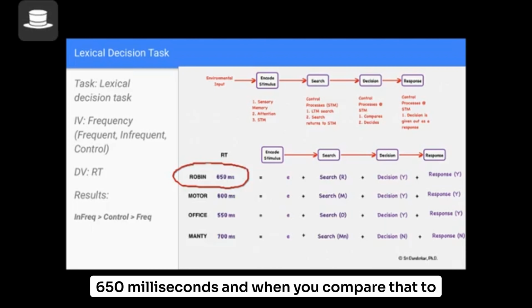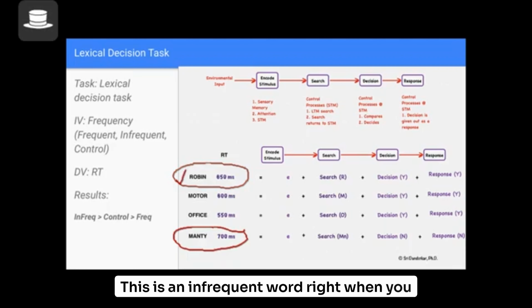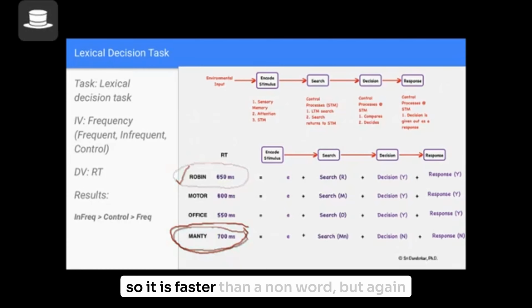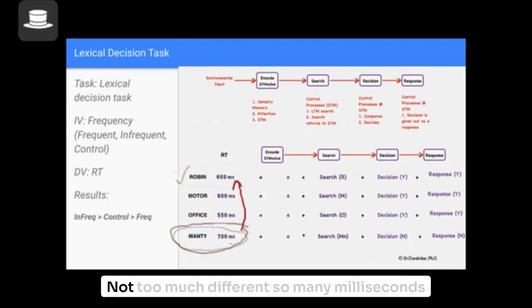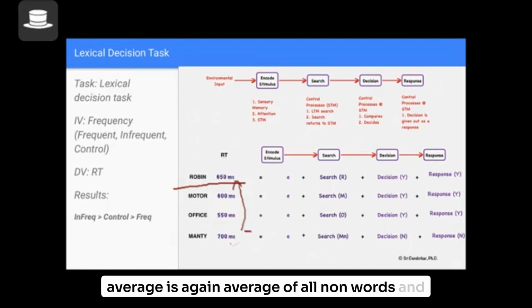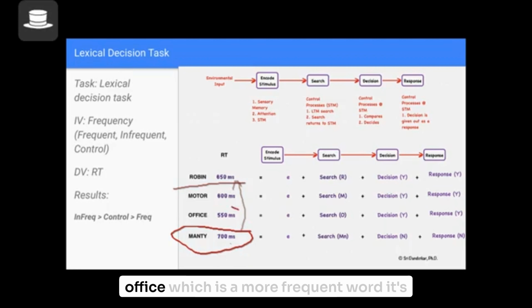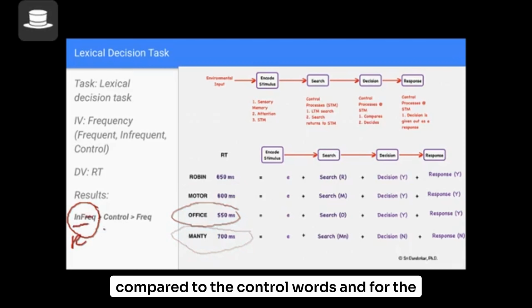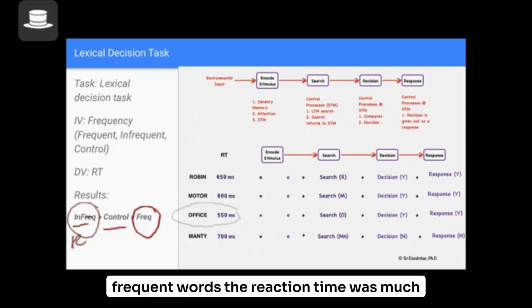And when you compare that to a non-word, which is a control word here, it is 700 milliseconds. So it is faster than a non-word, but again, not too much different. 700 milliseconds is again the average of all non-words. And if you compare it to office, which is a more frequent word, it's faster. So the infrequent words were responded to with a longer reaction time when compared to the frequent words, and for the frequent words, the reaction time was much less: 650, 550, and 700.